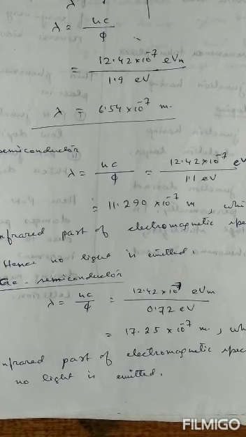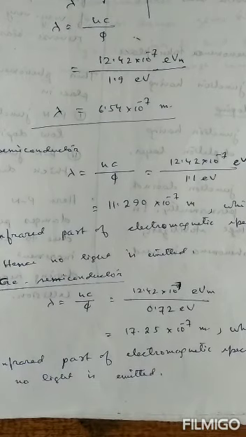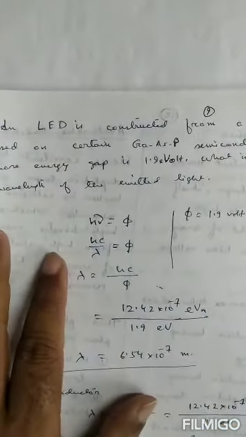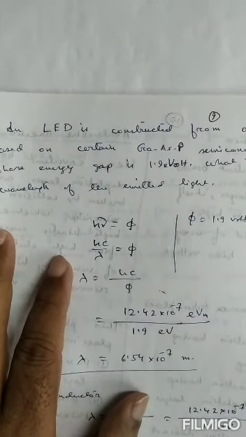That means if we use silicon or germanium for the construction of an LED, they emit photons of electromagnetic wave which lie in the infrared part, and we cannot observe it.